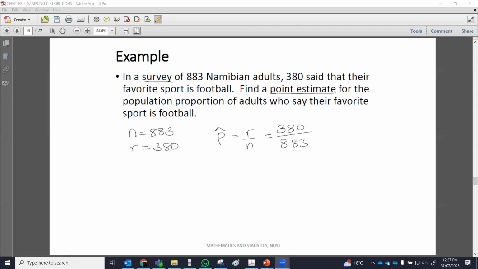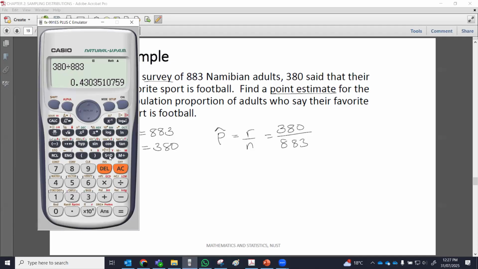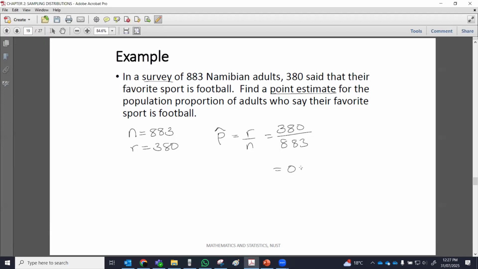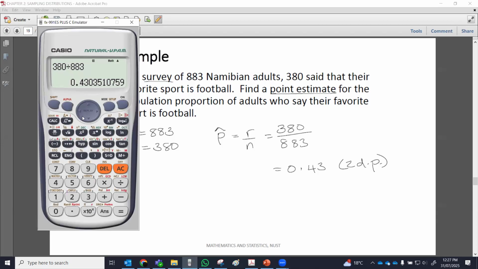Another way we can write it is as a decimal. So we can write it as 0.43, to 2 decimal places. Or I can write this as a percentage. On my calculator, I will just multiply by 100, and that will give me my percentage, 43.04%.